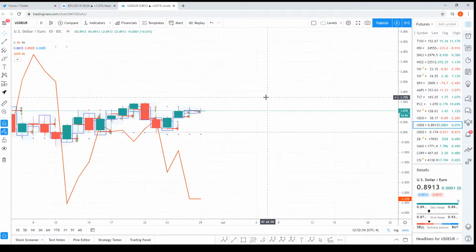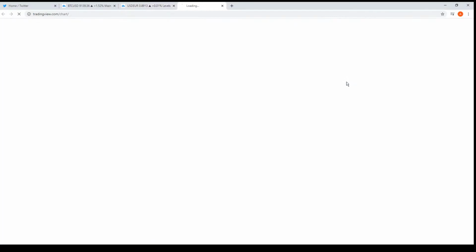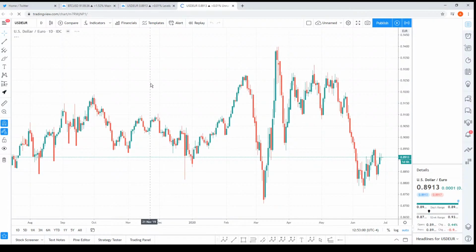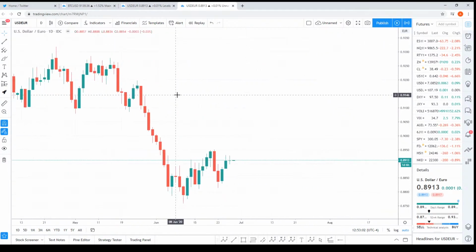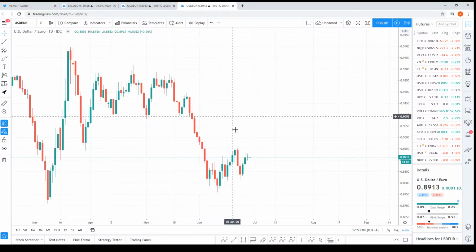Got the euro. I can't even see these candles, quite frankly. We have some dojis going on. It's funny how these work, right? See? Lower high.